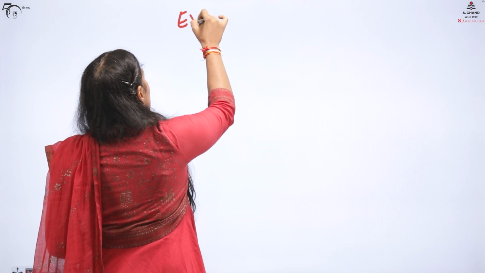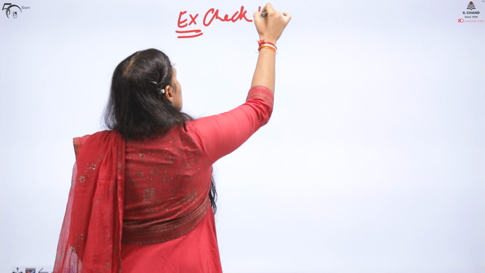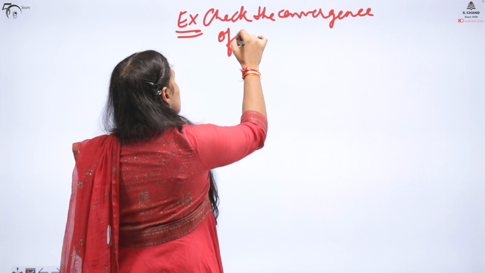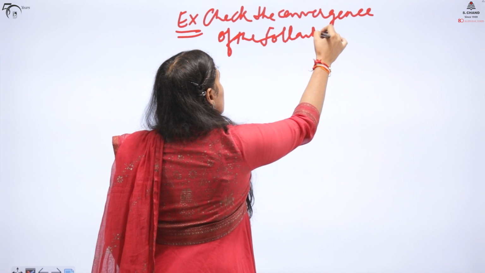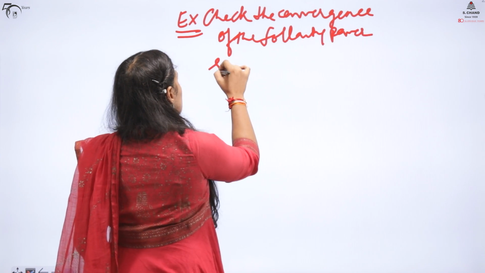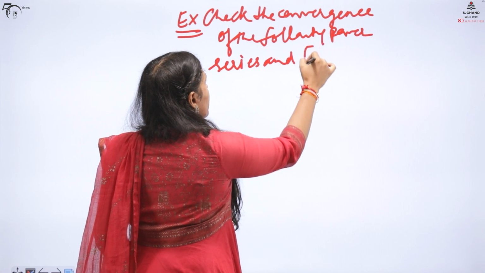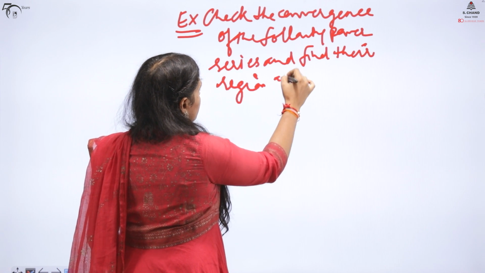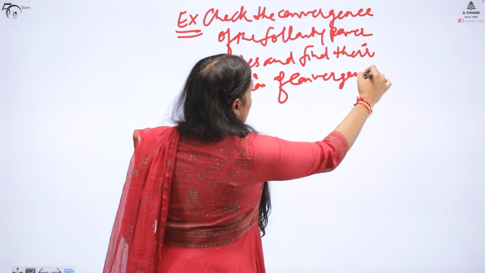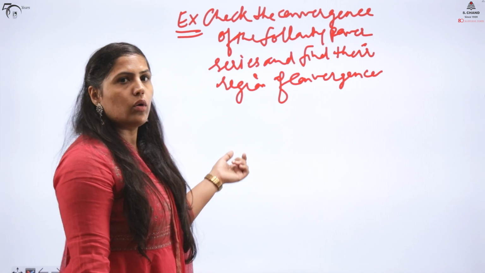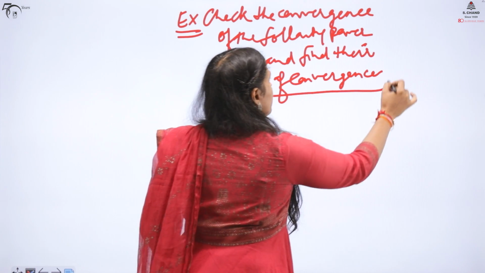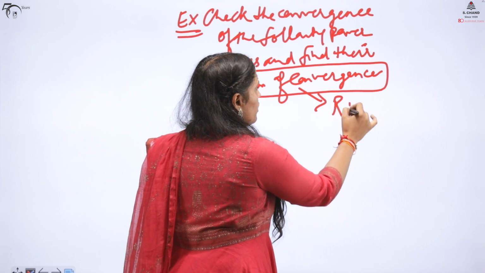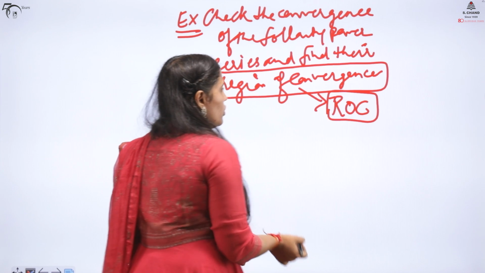So first example, check the convergence of the following power series and find their region of convergence. If the question is about region of convergence, it means we have to find, anyhow for a power series we always calculate the radius of convergence. In short we write ROC, that is radius of convergence.